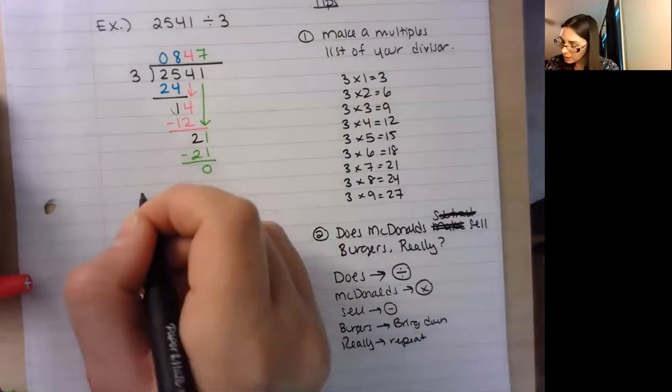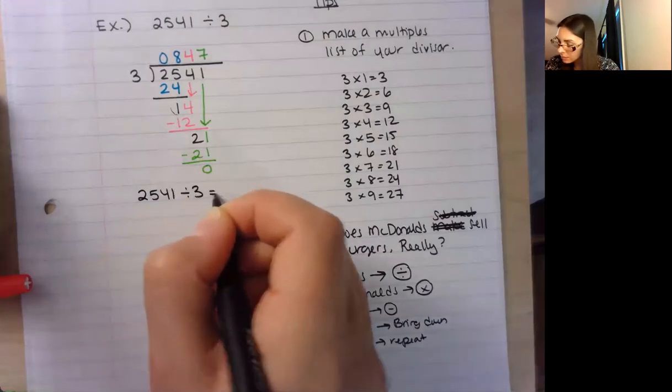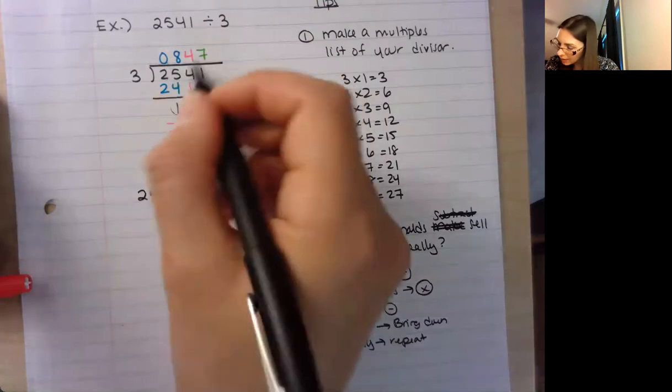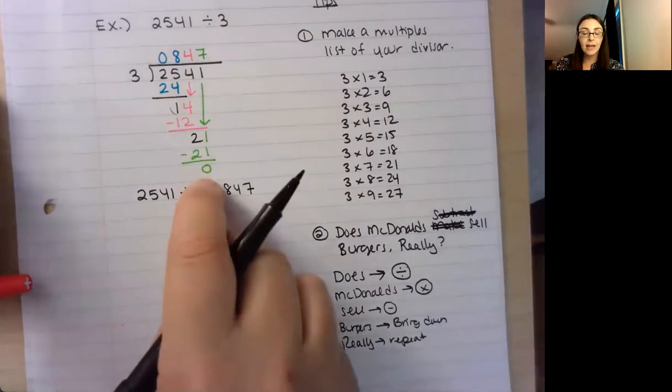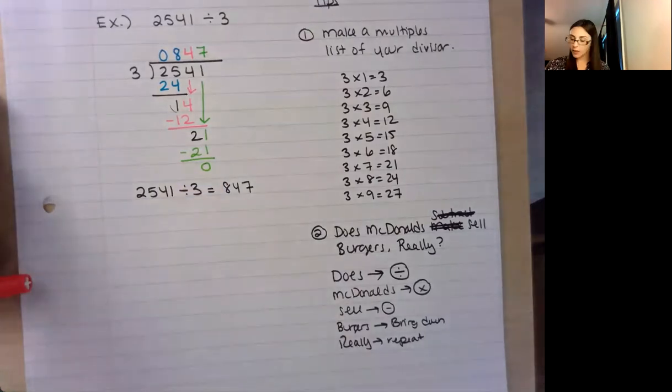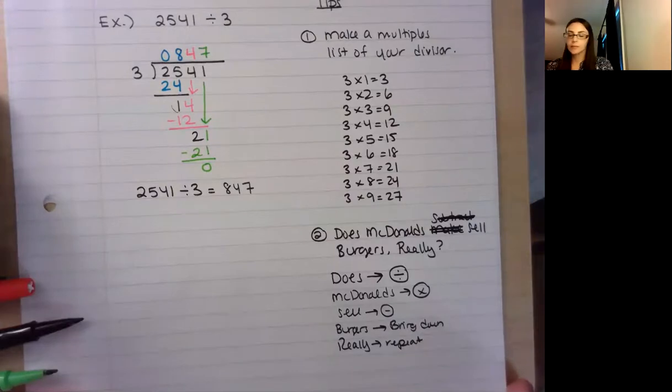So 2,541 divided by 3 is 847. And if I have a 0 at the end, then it goes in perfectly even. I don't have to worry about any remainders here. All right, let's do another example.